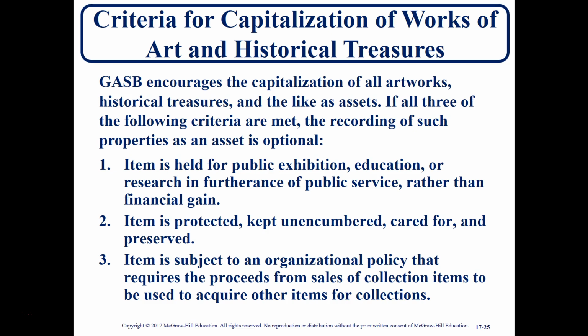What is the criteria for the capitalization of works of art and historical treasures? If we meet 3 of the following criteria, the recording of such property as an asset is then optional. Number 1, so again, artwork and historical treasures. The item is held for public exhibition, education, or research in furtherance of public service rather than financial gain. Number 2, the item is protected, kept unencumbered, cared for, and preserved. Number 3, the item is subject to an organizational policy that requires the proceeds from sales of collection items to be used to acquire other items for collections.